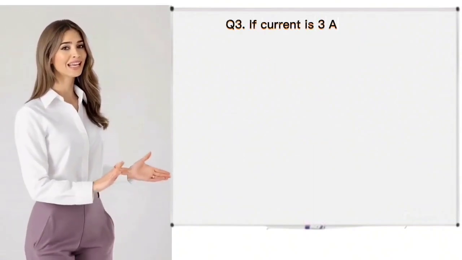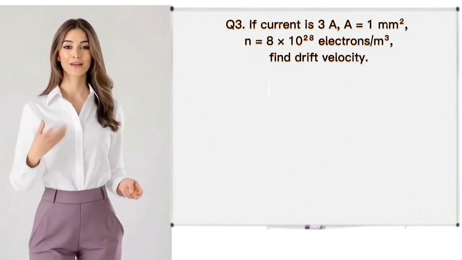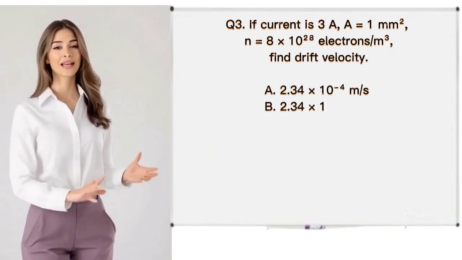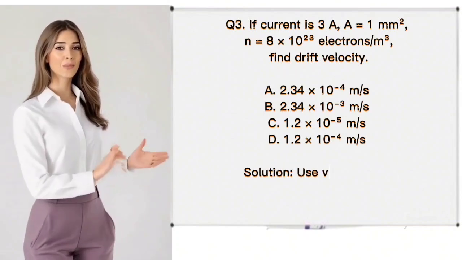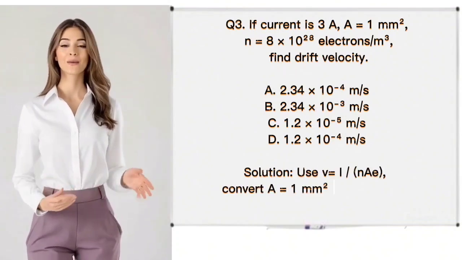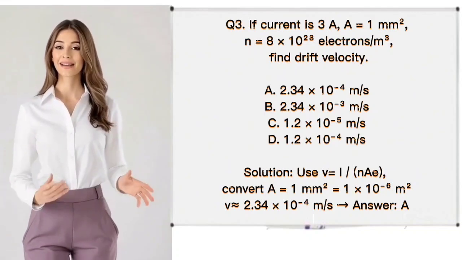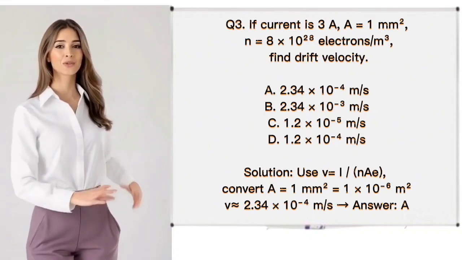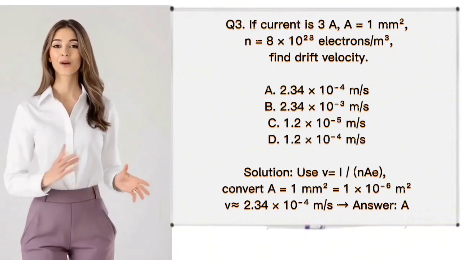Q3. If current is 3 A, A = 1 mm², n = 8 x 10^28 electrons/m³, find drift velocity. A. 2.34 x 10^-4 m/s, B. 2.34 x 10^-3 m/s, C. 1.2 x 10^-5 m/s, D. 1.2 x 10^-4 m/s. Solution: use v = I/(nAe), convert A = 1 mm² = 1 x 10^-6 m², v = 2.34 x 10^-4 m/s. Answer A.